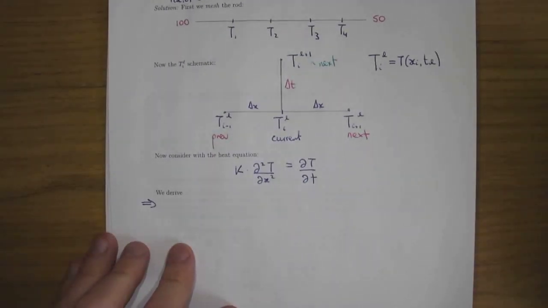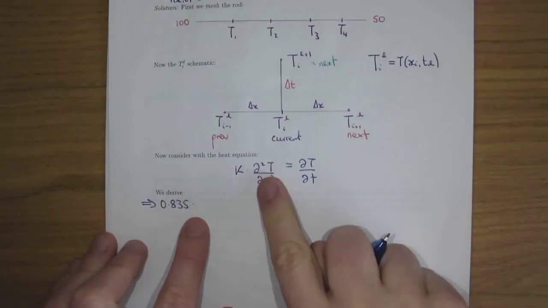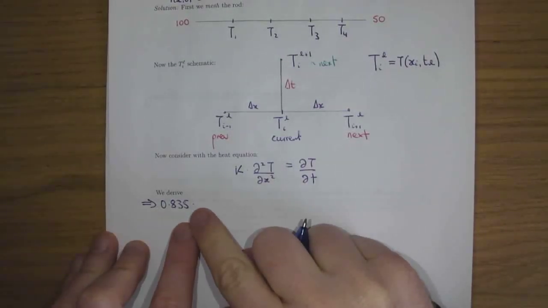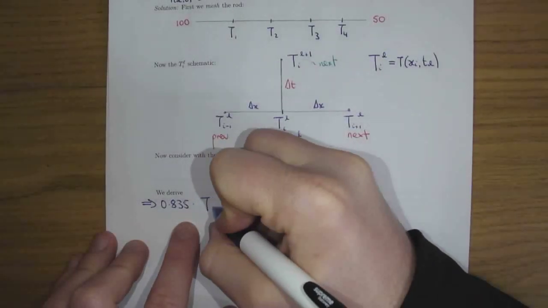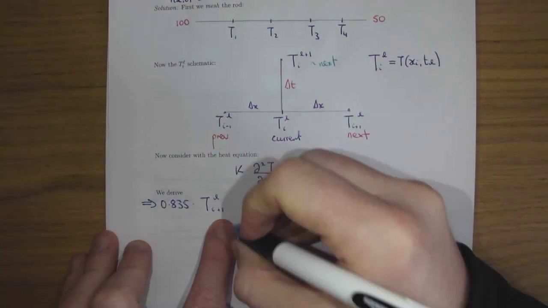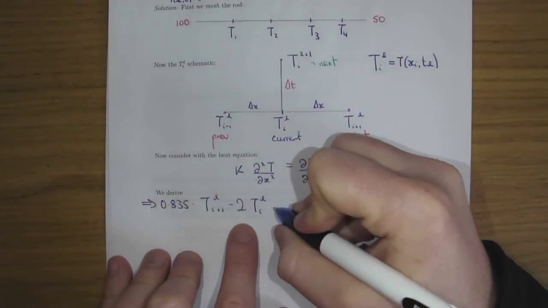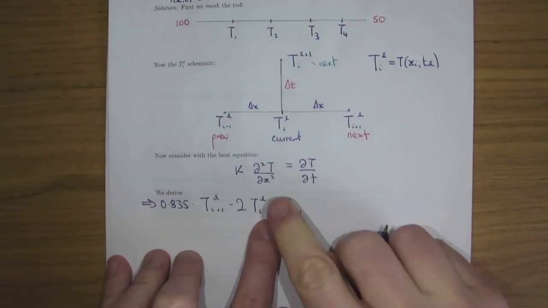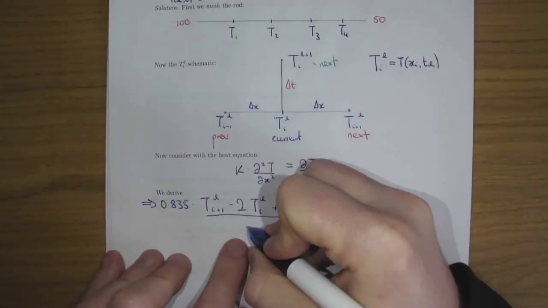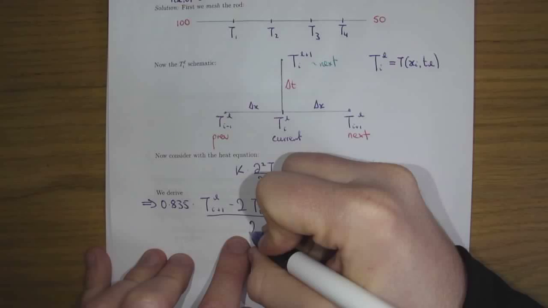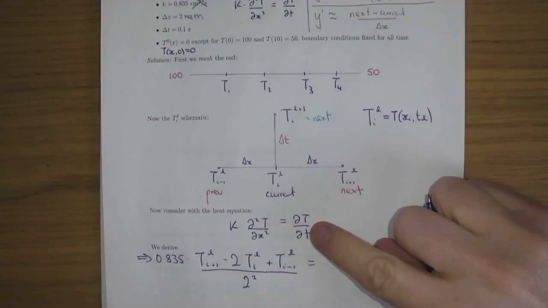Okay, so what am I doing? K, which is 0.835, don't worry about the units, and now this second derivative using this. So the next temperature to here in terms of distance is this one, minus twice the current, plus the previous. I'm approximating this equation, so I have an approximate equation that I will solve approximately, over delta x. Now delta x here is 2, so this would be 2 squared. Okay, happy days.